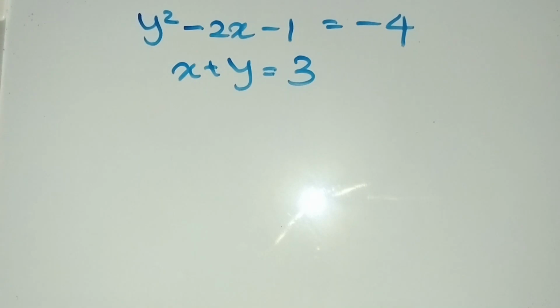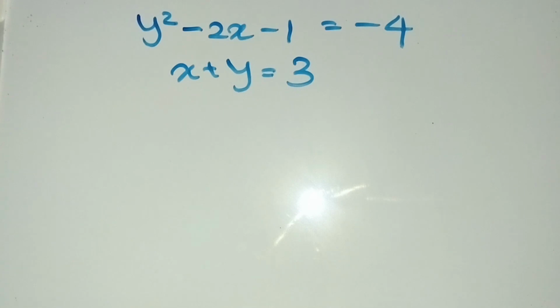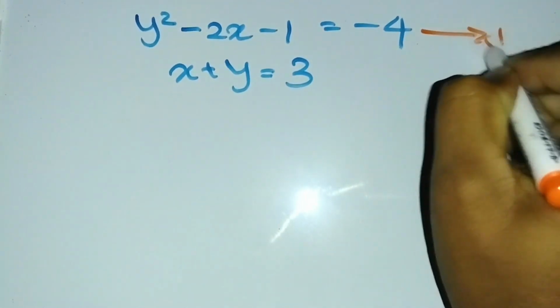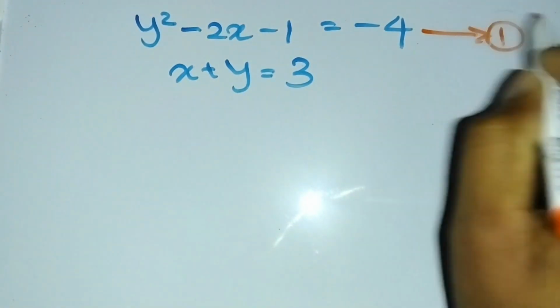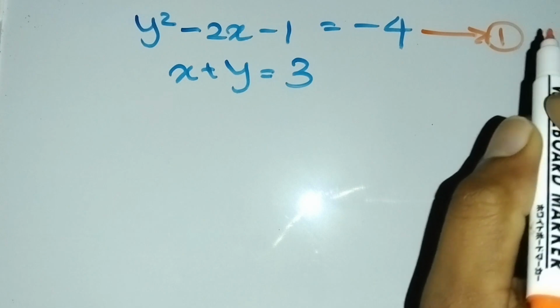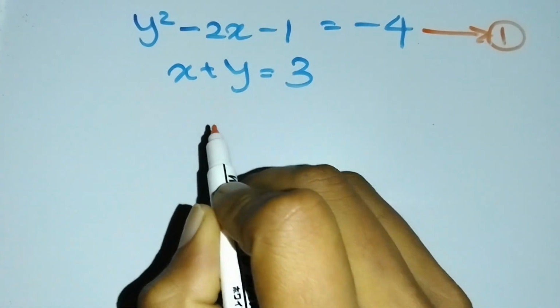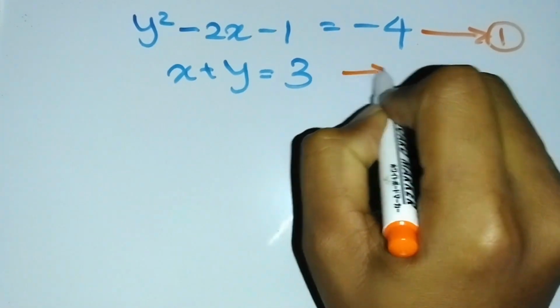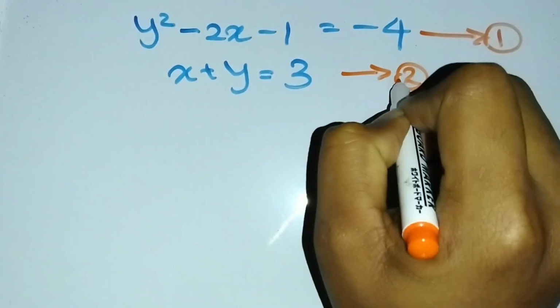Hello guys, in this video we are going to solve two equations. My first equation is y square minus 2x minus 1 equals minus 4. This is my first equation. I name this as my first equation, and in my second equation I have x plus y equals 3. This is my second equation.